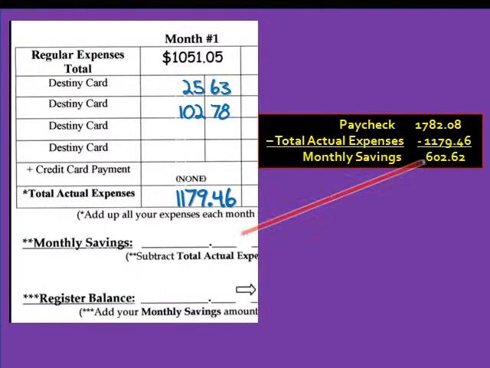$602.62. Now, since this is month number 1 and we haven't done anything else with our new checking account, that savings amount is also going to be our check register balance. That's all we have left in there. We put money in our paycheck, we have subtracted money out paying our bills and our expenses, and this is what we have left. The savings is going to double this time as our total check register amount.